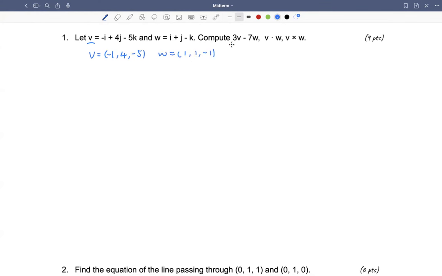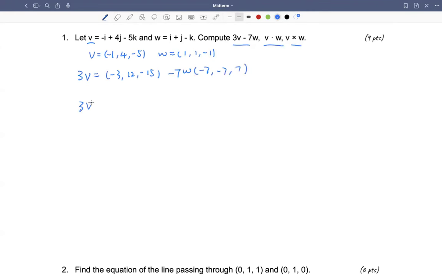So I need to calculate three things. First, 3V: let's calculate 3V, which is (-3, 12, -15). Then 7W, negative 7W actually, because we're going to do 3V minus 7W. So I get (-7, -7, -1 times...), then positive 7, because negative 7 times negative 1 becomes positive.